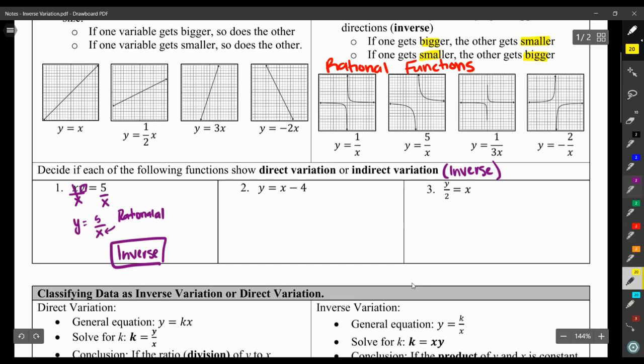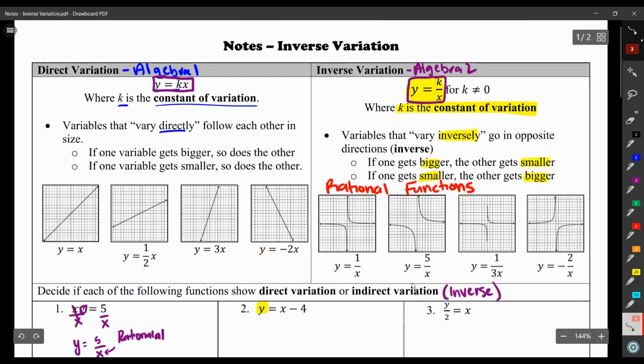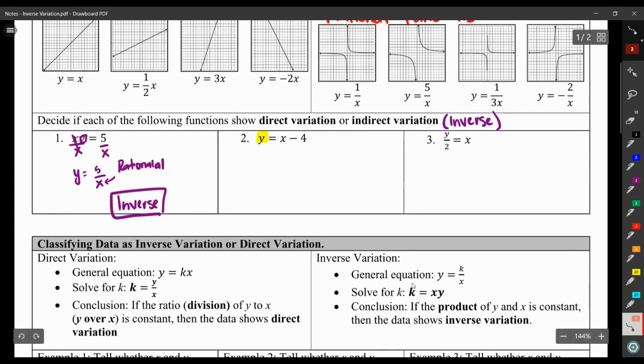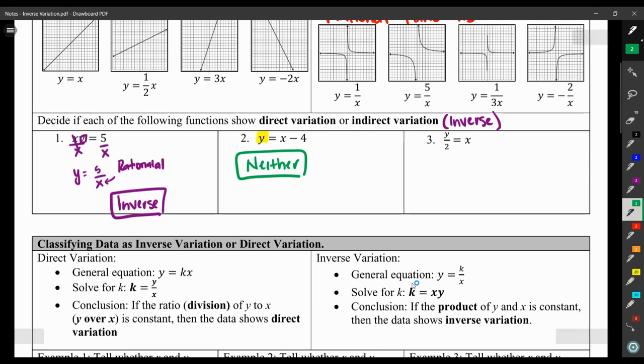Number 2 already has y alone. But I see that we have x minus a number. Well, neither of these forms up at the top talk about a plus or a minus. It's either multiply or divide. And so since this is in neither of those forms, this is not inverse and it's not direct variation. It's neither of them.